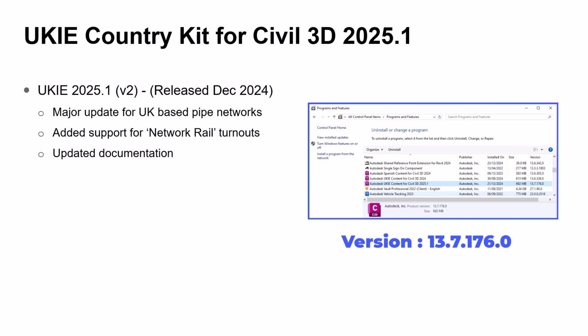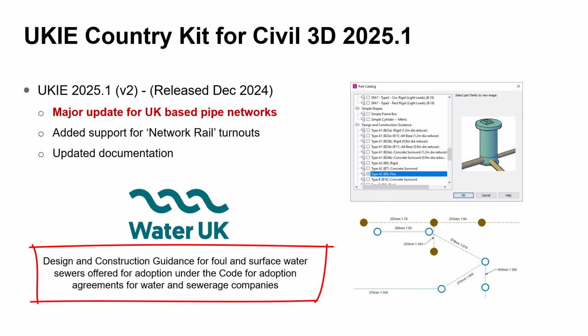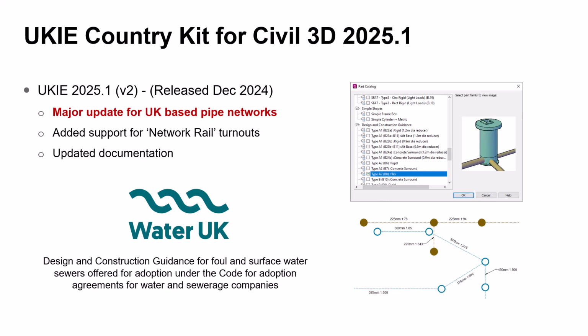But there is now a new release, UKIE 2025.1, and this was released in December. It contains the new, nice stuff. Basically, we did the things we needed to do first. Now we've done the stuff we wanted to do. The big thing here is a brand new network catalogue for pipes and manholes supporting the design and construction guidance document for adoptable sewers. The full name of the standard is on screen, but I will refer to it as just design and construction guidance from this point forward, otherwise I'll get my knickers in a twist.